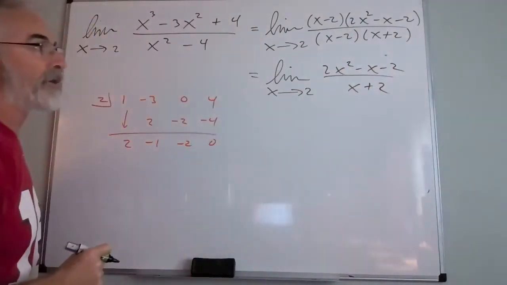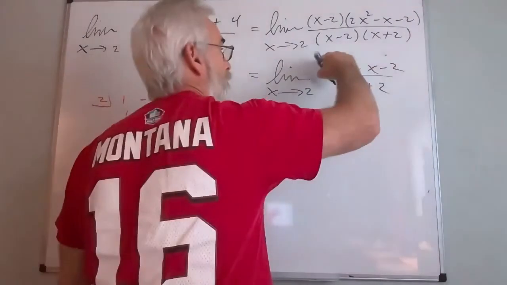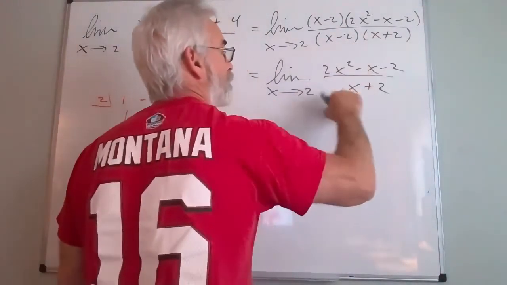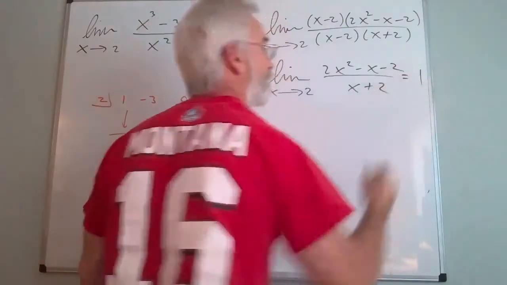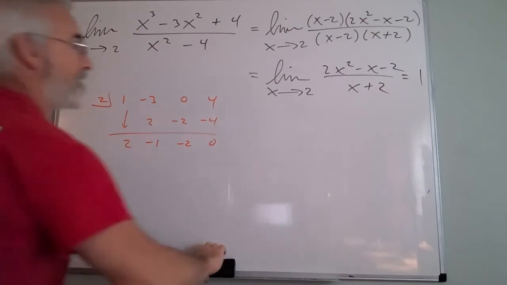Okay, this is no longer an indeterminate form. So what is my answer? 2 times 2 squared, that's 8. Minus 2, that's 4. 2 plus 2 is 4. Beautiful. Okay. This limit is, in fact, 1. Great.